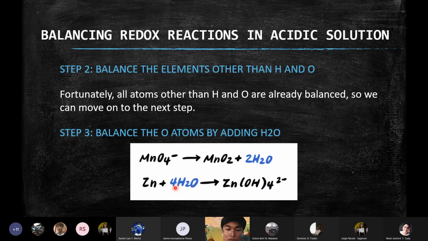So we will put 4 H2O here because only adding one molecule of water is not enough. So we have 4 here and 4 on both sides. That makes the second half reaction a balanced one.